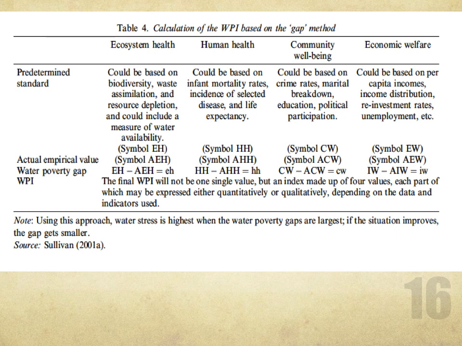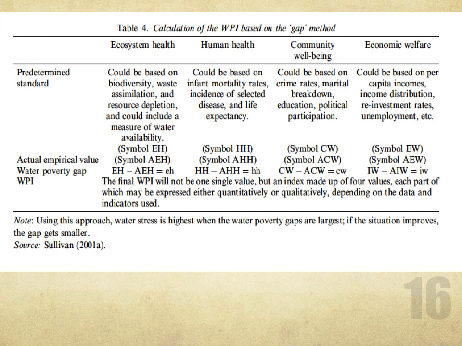Likewise here the poverty gap is simple: EH minus AEH, because AEH is the actual empirical value which you get after assessing the situation on the ground. You will get the gap. In a similar way, for each of these other elements you will get the gap. And then the final water poverty index will not be one single value as per this method, but an index made up of the four values. Again there would be weights, and each part may be expressed either quantitatively or qualitatively depending on the data and the indicators used.